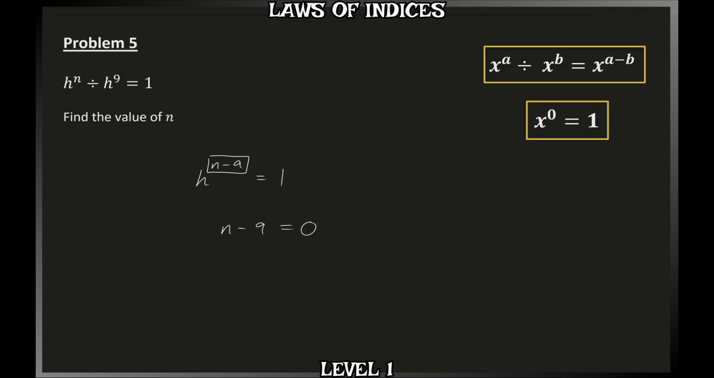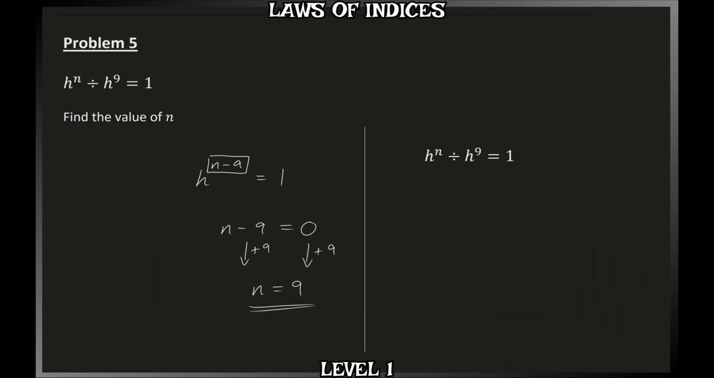If we solve this equation now, we can add 9 to both sides. On the left, minus 9 plus 9 is 0, so that just leaves us with n. And on the right, 0 plus 9 is 9. So our final answer to problem 5 is n is equal to 9.